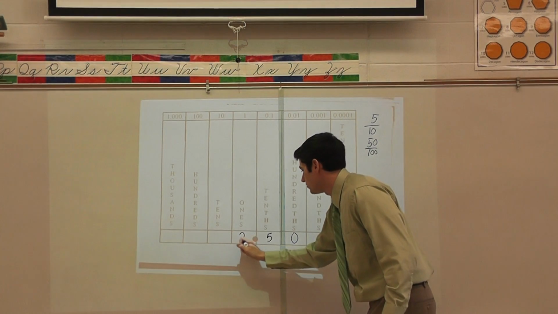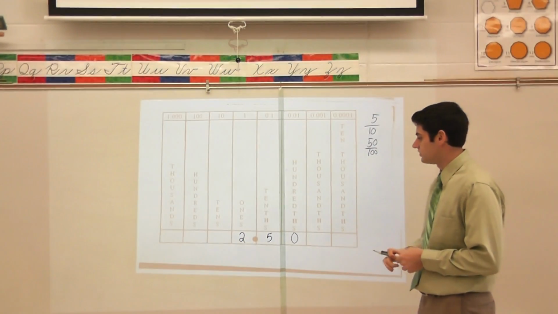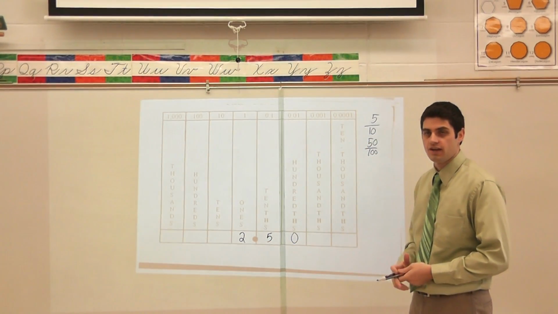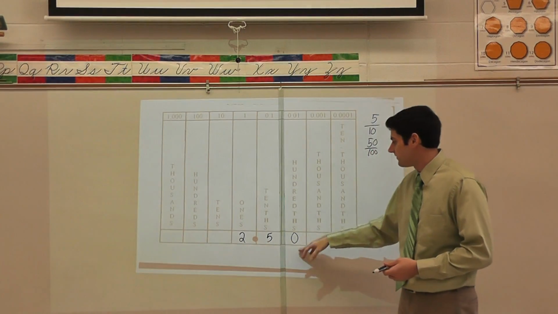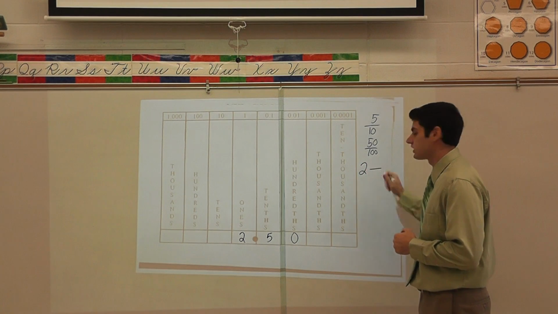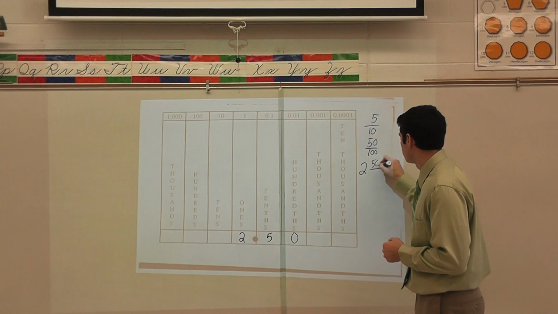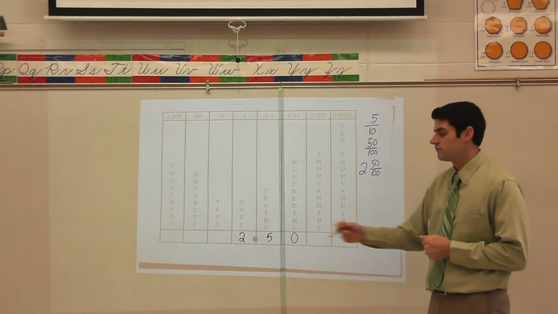Let me change it here. What if I put a 2 in the ones column? Anytime I'm reading this and you see a decimal point, that stands for the word and. You always say and. So if I were going to read this, I would say 2 and 50 hundredths. The 2 is a whole number. So here comes our mixed number. 2 and 50 hundredths, and we said that that was 50/100.